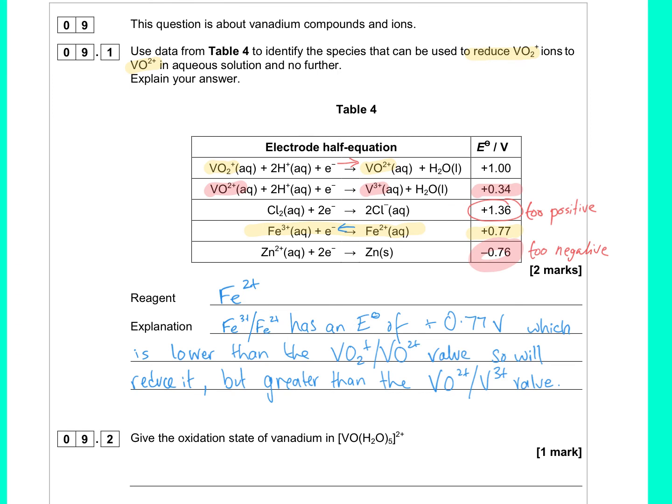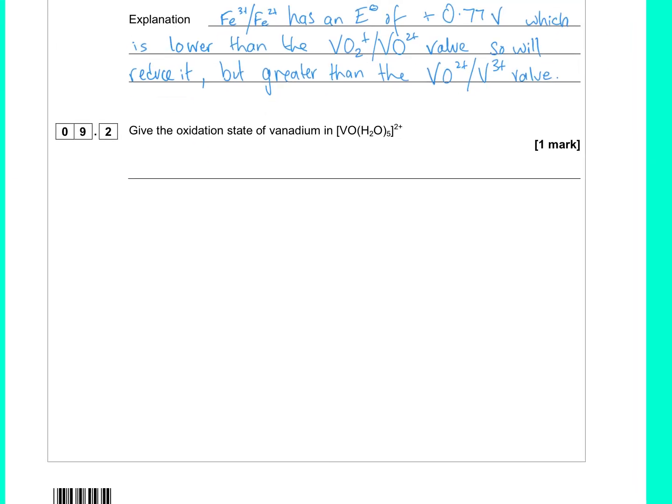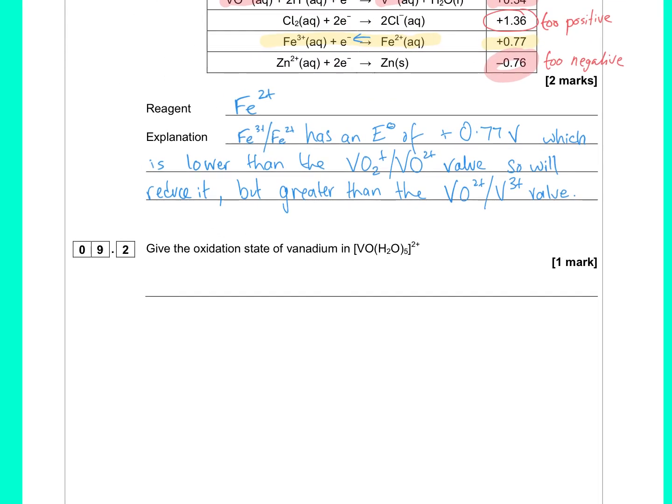Okay, in the next part of the question, you're asked to give the oxidation state of the vanadium in the [VO(H2O)5]2+ complex. The waters are all neutral, so they don't contribute to the oxidation state. The oxygen in there does. The oxygen is -2, and overall the whole complex is +2. So the vanadium must be +4 to cancel the -2 from the oxygen and take it all the way up to +2. So the answer is +4.